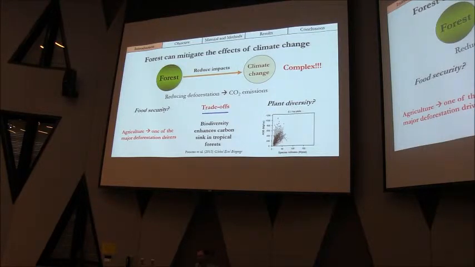We can work by trying to enhance the food security capacity of indigenous communities, but that likely means plant diversity is going to decrease. Or maybe we can work by enhancing or preserving species diversity in these areas, but that probably means food security for people is going to decrease. So this is a really big, complex problem that we're having in these areas.